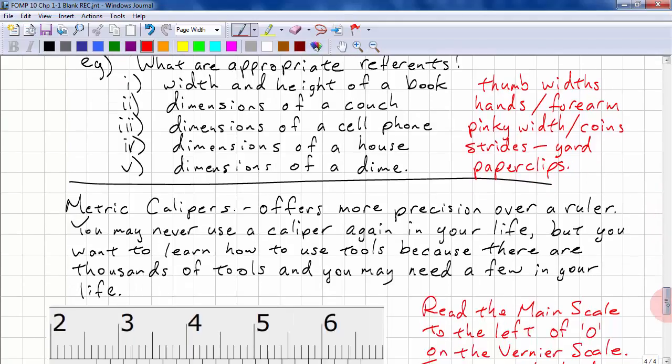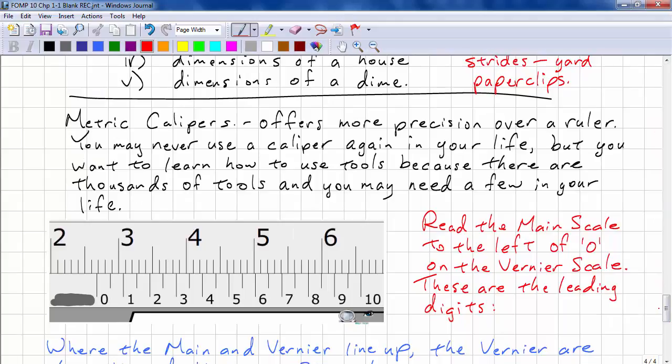Okay, metric calipers. They offer more precision over a ruler. However, you may not use a caliper again in your life, but you want to learn how to use tools because there's thousands, in fact, probably millions of tools, and you may need to use a few in your life. So you want to be able to use any tool. If you learn to use this, you have a better chance of learning how to use all the other tools out there.